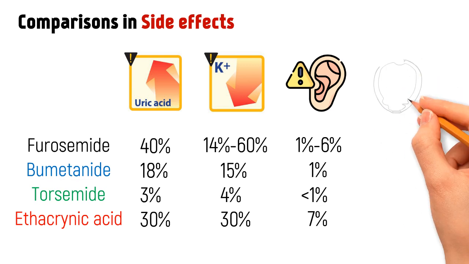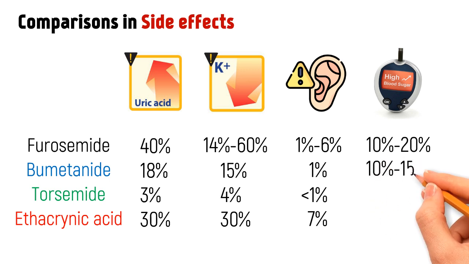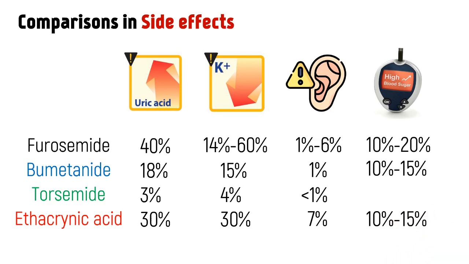The rates of hyperglycemia associated with loop diuretics are generally lower compared to other diuretics like thiazides. Hyperglycemia occurs in about 10 to 20% of patients using furosemide, depending on the dose and duration of therapy. For bumetanide and ethacrynic acid, rates are similar to furosemide, reported at approximately 10 to 15%, while torsemide is again associated with lower rates of hyperglycemia, typically around 5 to 10%.